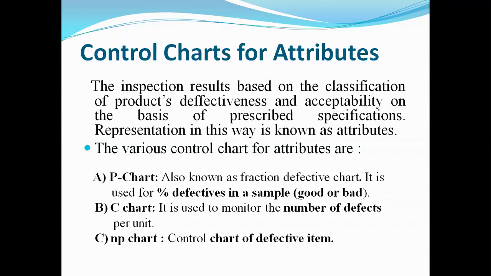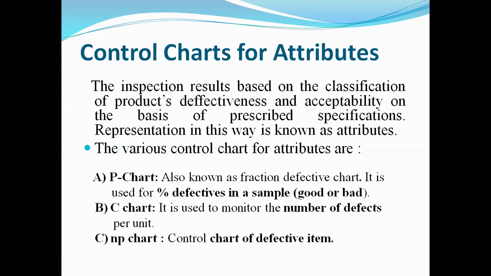Now, what are these certain limits? The limit defined on the upper side is known as the upper control limit, and on the lower side is known as the lower control limit. So the product or the process must lie between these two limits for acceptability. Now, the representation in this way is known as attributes. Attributes type of data are those data which can be counted, and how we can count the number of defects. So for this, various control charts for the attributes are classified below.